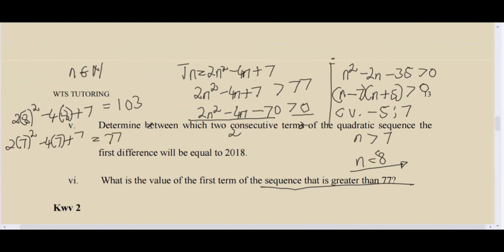But then they're not looking for the term which will produce a value that is equal to 77. They're looking for a term which will produce a value that is greater than 77. So a term that will produce such a value is n is equals to 8, right? So I hope that also makes sense. Okay, and then let's proceed.